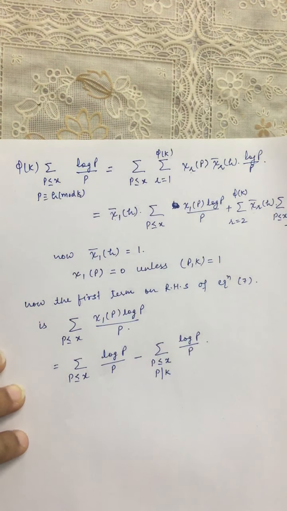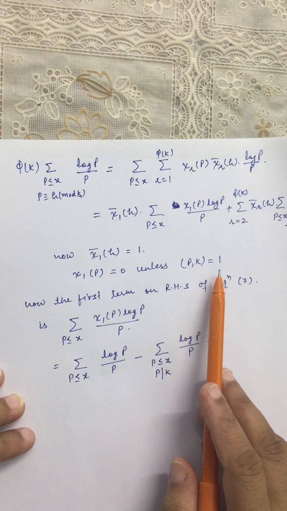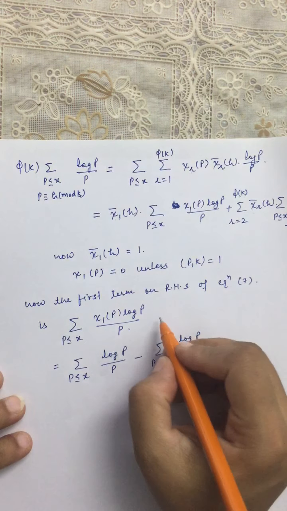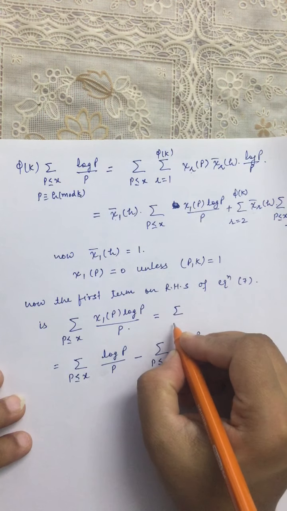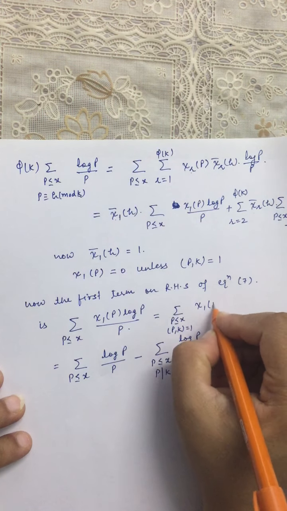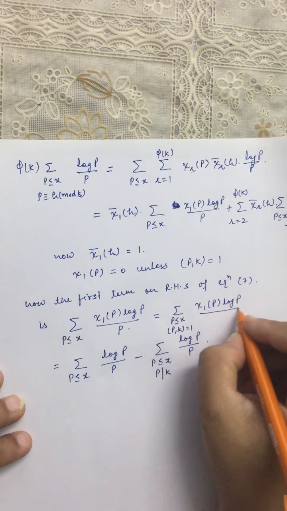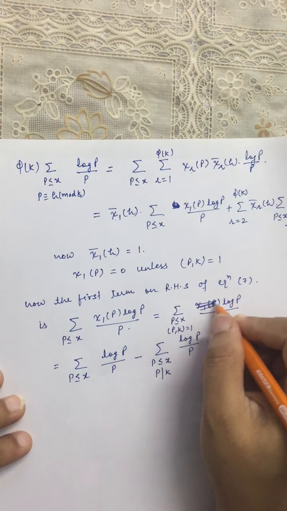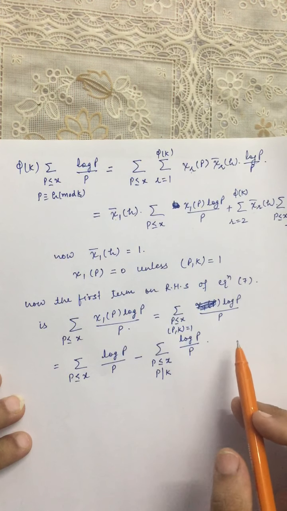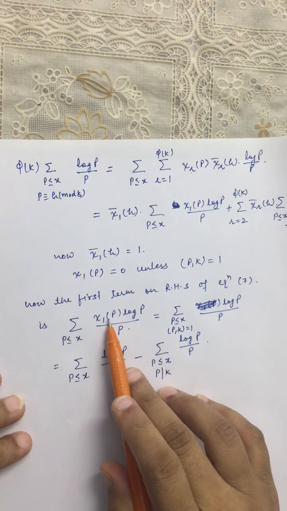Actually we know chi1 p is equal to 0 whenever p and k are not co-prime, and whenever p and k are co-prime, this is equal to 1. So when we put the value here, we will be left with only those primes which are co-prime to k, and for those primes this is 1, so we will cut this term. So this summation is summation chi1 p log p upon p. For those primes which are not co-prime to k, this term is 0, and for the primes which are co-prime to k, this is 1.